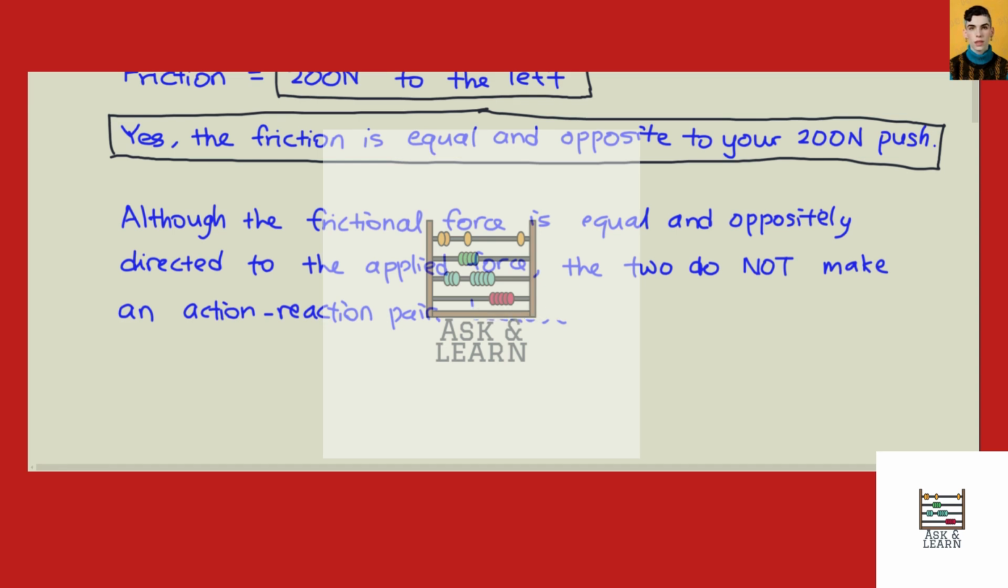That's because both forces act on the same object, which is the crate. One thing to note is that the action-reaction pair don't act on the same object.